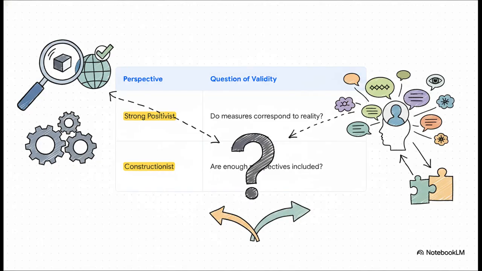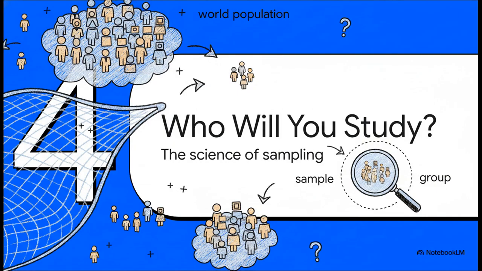But here's where things get really fascinating. What a researcher even considers to be valid can depend on their fundamental beliefs about the world. A researcher who believes in a single objective reality might ask if their measure perfectly captures that reality. But another researcher, one who believes reality is socially constructed, might ask if they've included enough different viewpoints. So this just goes to show you that even in a world of hard numbers, there isn't always one single universal definition of truth.